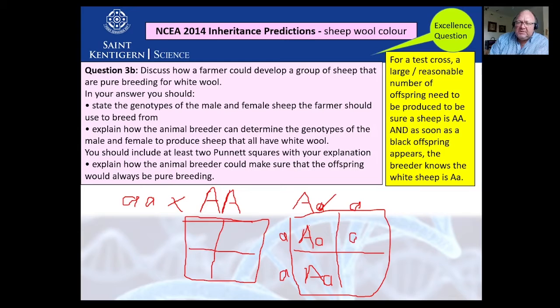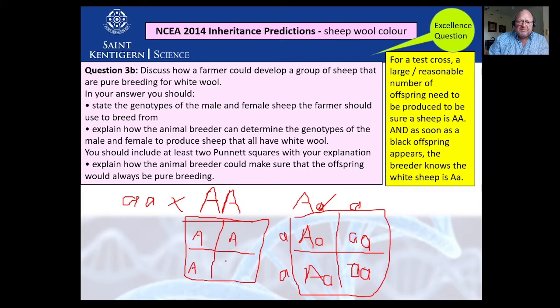But over here we have two littles. I'm just going to draw little circles. Okay, so if this was the case, then we would have a 50% chance of every fertilization being a white sheep. But that actually means that you also have a 50% chance that it will be a black sheep. Whereas on this side, the other side, because we have a homozygous dominant individual, all of the offspring will be white-wooled. And that is what the farmer is going to monitor for.